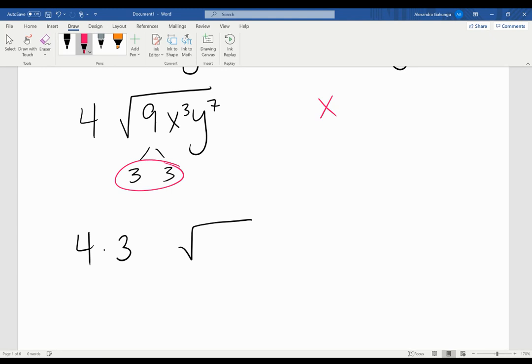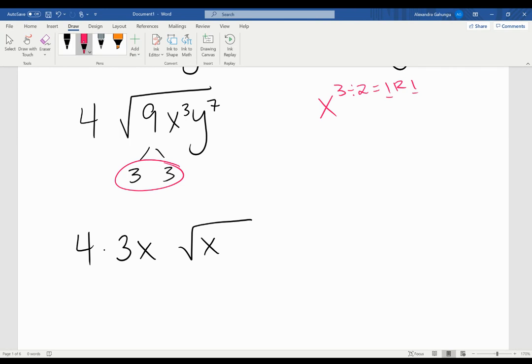So we leave a little space. Then I look at x to the 3rd. Variables, we divide the exponent by 2. See if we have any remainders. So 3 divided by 2, that's 1, remainder 1. So that means 1 x is going to go outside and 1 x is going to remain inside. So I'm going to write x to the 1st, x to the 1st.